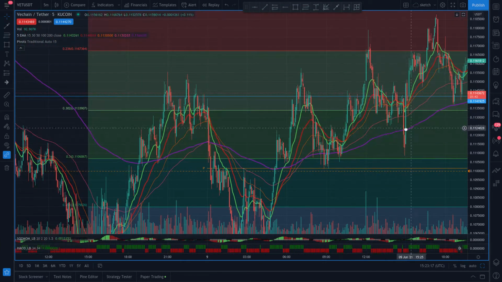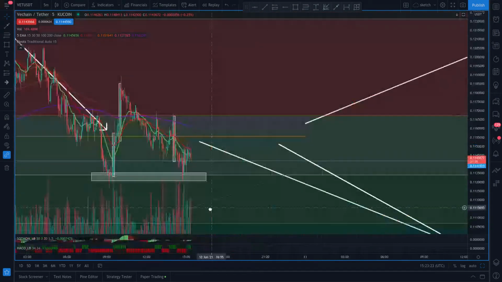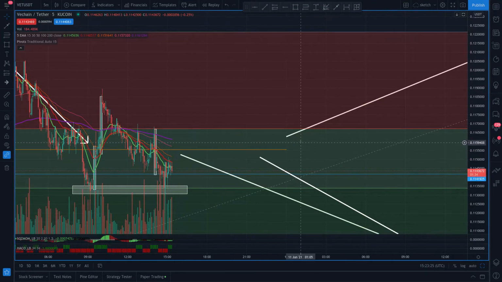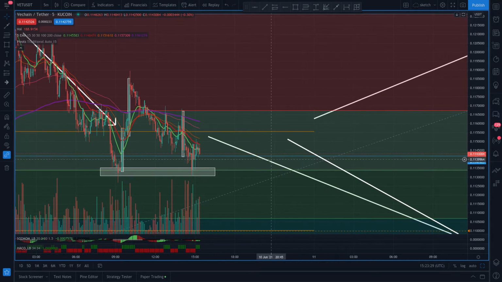Yeah, well, that's too far back. So you can see that there are signs of institutional manipulation, especially at this line. So what would be an interesting entry, right, would be to enter within this price range.